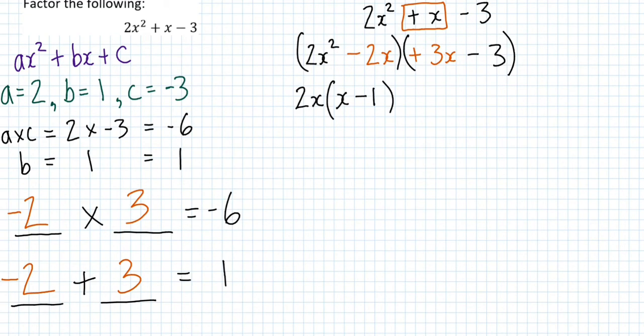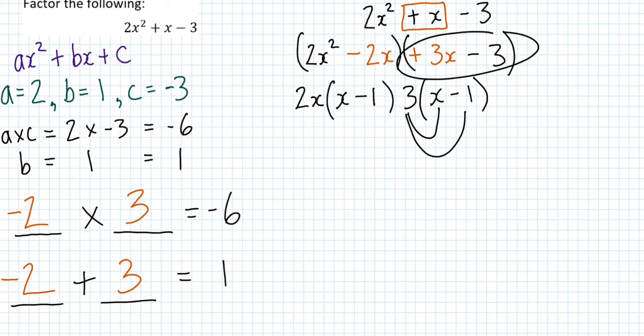Okay, great. The next bracket, we have to factor as well. What can we pull out of here? What's the greatest common factor? If you said 3, you're correct. So pull out a 3, and that leaves us with x minus 1. How do we know it's x minus 1? Because when we go 3 times x and 3 times negative 1, that gives us 3x minus 3.